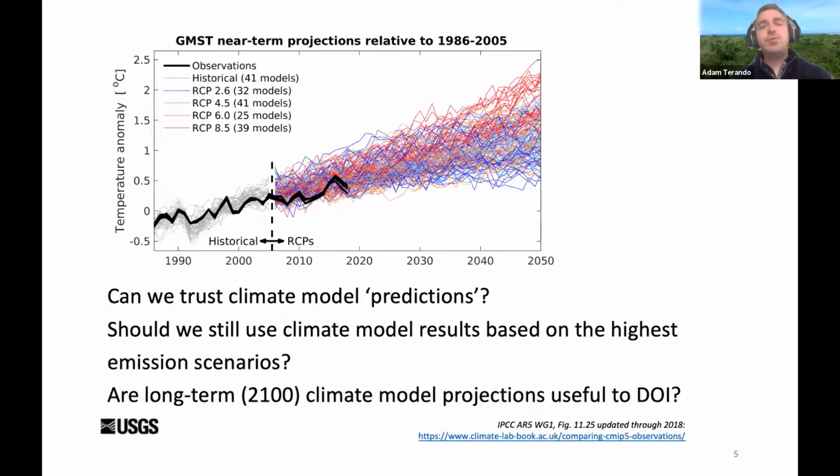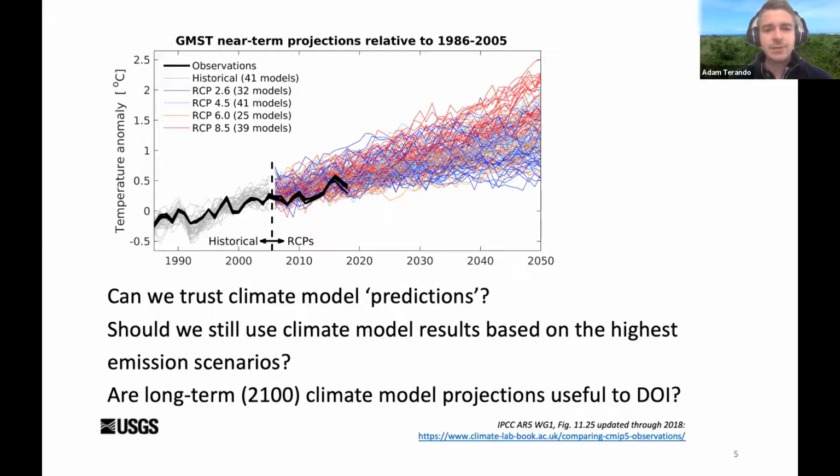So as a preamble to the report that I'm talking about today, there were some questions that started coming up mainly in the last administration. The types of questions that we were getting, percolating either from the top of USGS or from the top of the Department of Interior, were things like, can we trust climate model "predictions"? And I put those in scare quotes for a reason, as you'll see later.